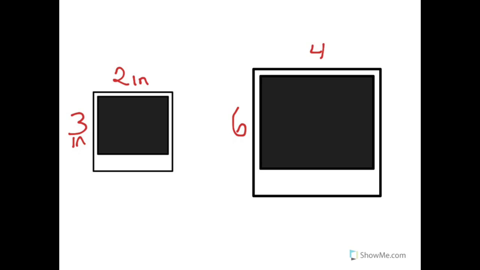If you look at the photograph, and I know that's a Polaroid, probably something many of you have never seen, but if you look at the picture on the left, it's 3 inches by 2 inches. It's the same as the picture on the right, except the dimensions have changed. Instead of being 3 by 2, it's 6 by 4. Now I want to do a couple of things. First of all, area and perimeter of the smaller photograph.